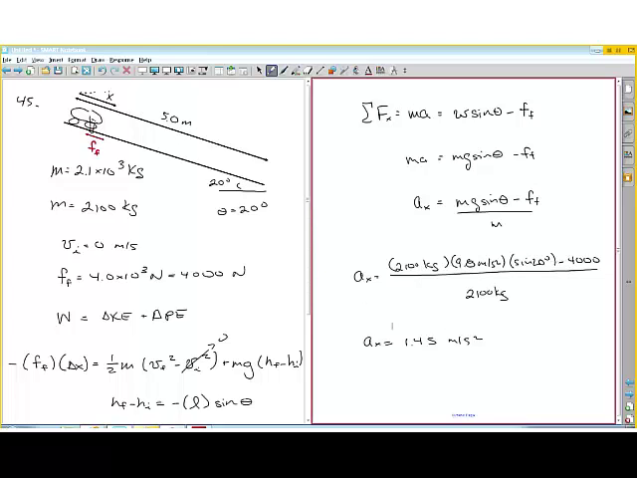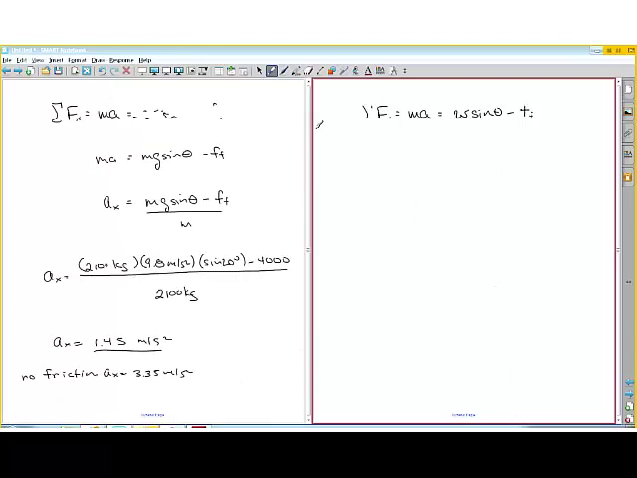If we had no friction, if this was 0, actually, all we'd have is 9.8 times the sine of 20 degrees. We'd have 3.35. So if there was no friction, the acceleration would be 3.35. But because of the friction, it's slowed down. Okay, so that's the one we want to use.